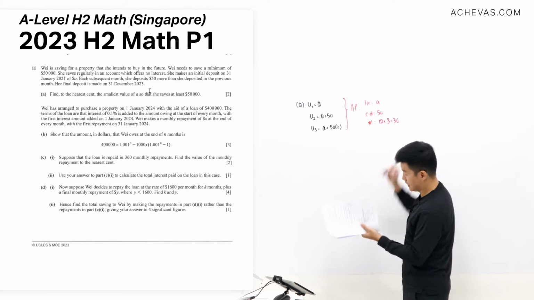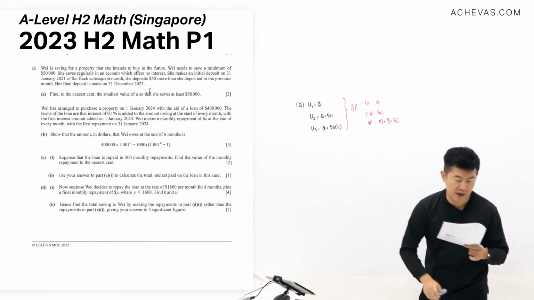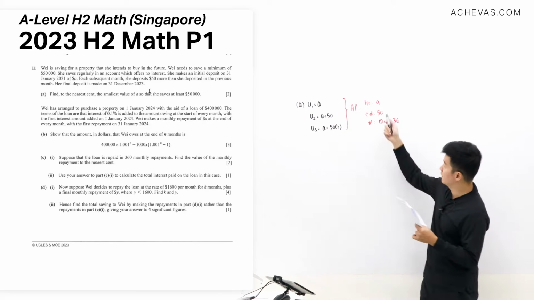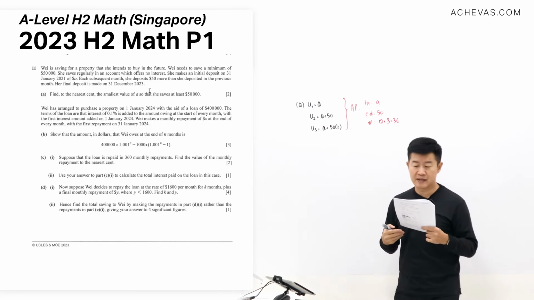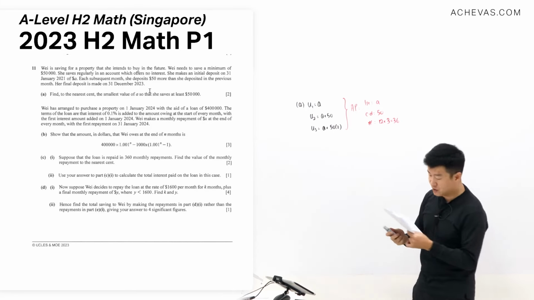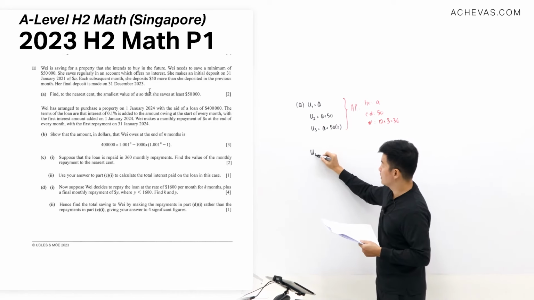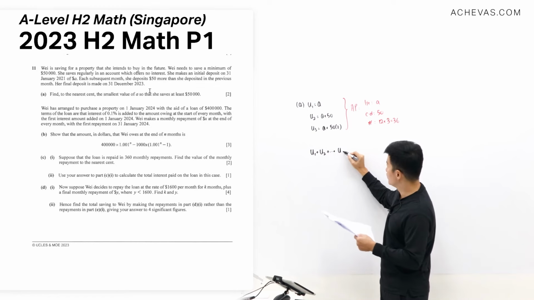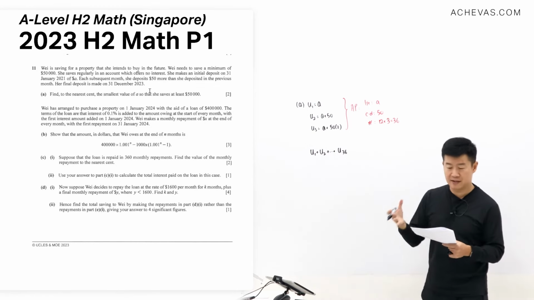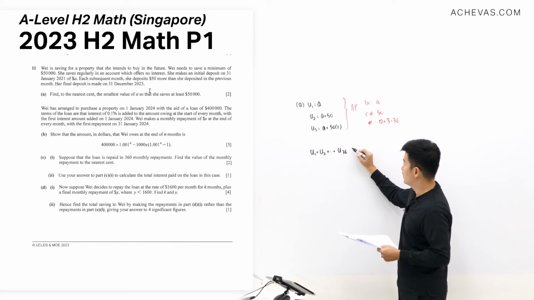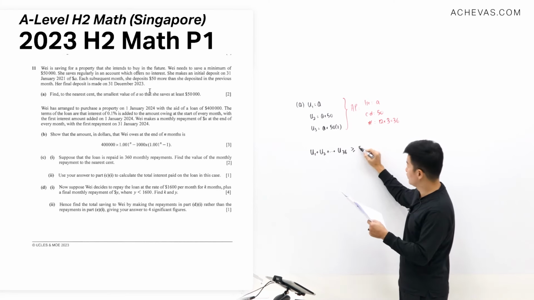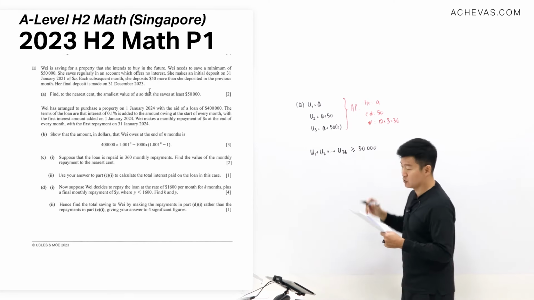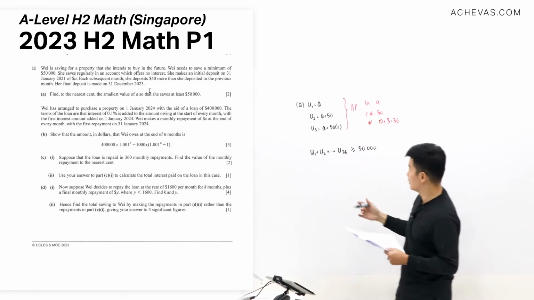So this is going to be equal to 36. So in order for us to find the smallest possible value of A such that she will be saving at least $50,000, we will be doing U1 plus U2 plus U3 all the way until U36. That will give us the very last month. We are going to let this be bigger or equal to $50,000. So she will save at least $50,000.